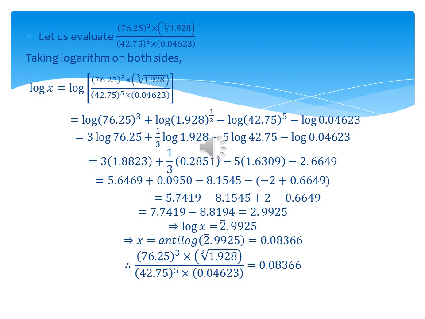This problem is slightly easier because you have bar 2 only in the last portion, bar 2.6649. So that bar 2 can be written as minus 2 plus. On evaluation you get bar 2.9925. So log x is bar 2.9925, taking anti-log of that 0.0 because of the bar 2, 99 under 2 and 5 from the table. So you see it's much easier to calculate than if we would have really done the whole calculation manually.